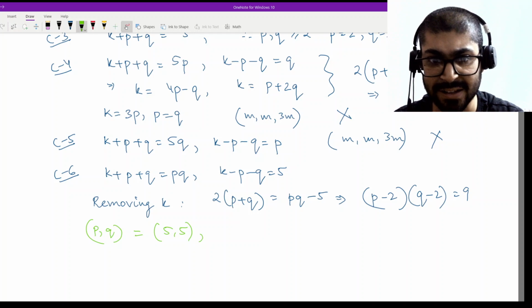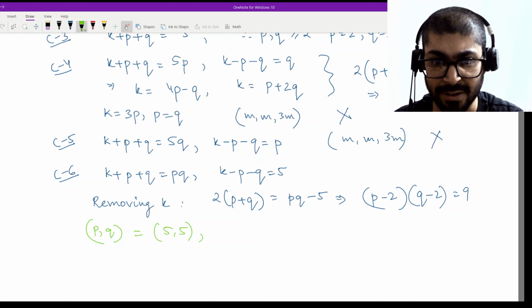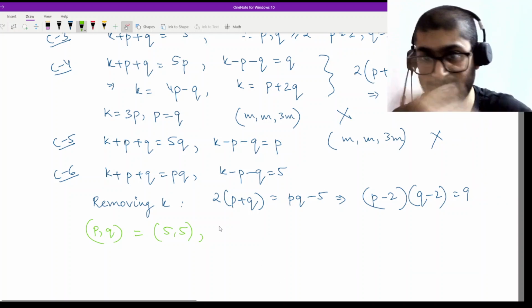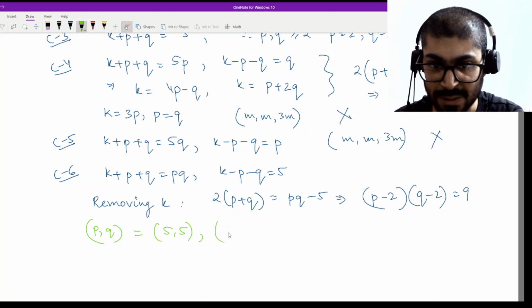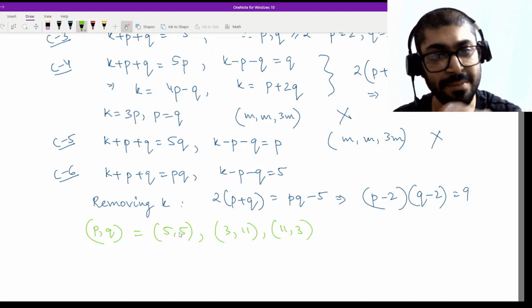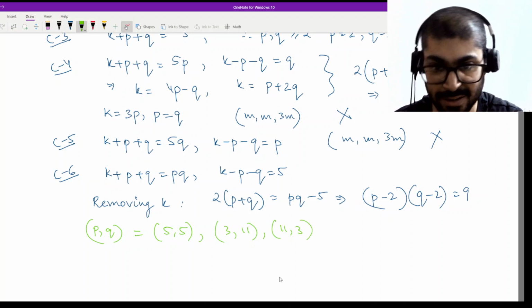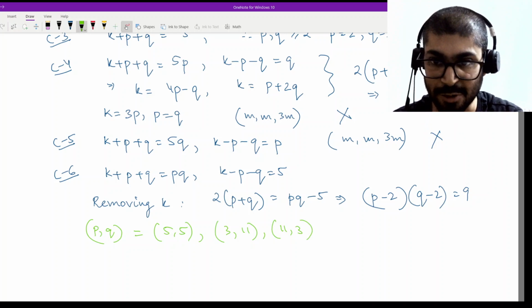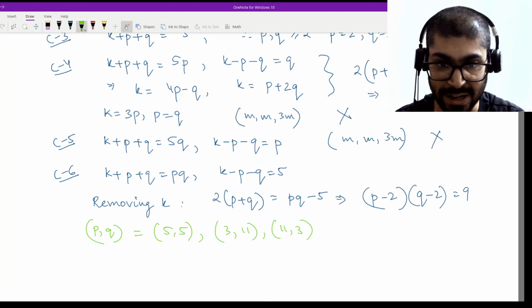But I can also take something that is more than 9 and then bring it back to 9. So something like 3, 11 and 11, 3, that would work, because then I would get 1 into 9 and 9 into 1. Because if I start with 1 into 1, then 1 into 9, then I'll get minus 1. So that is not the case.